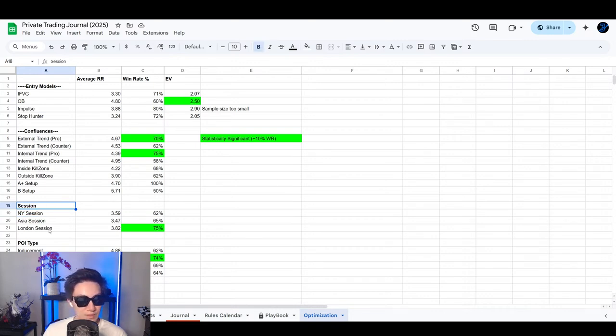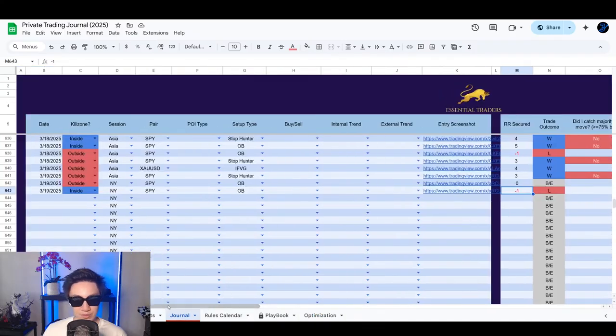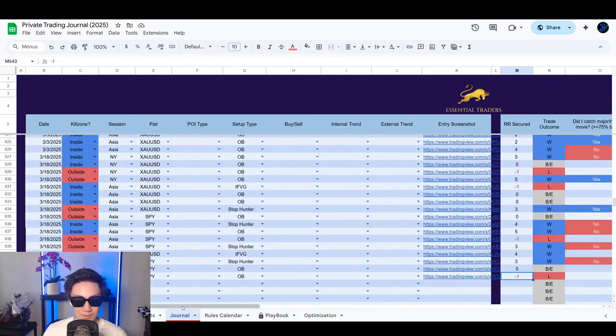So here's session broken down, PD type broken down, confluences broken down. Inside outside kill zone, it can be considered a confluence. PD types, right? And then from here, you guys should be able to understand how to do it from this point on. You just repeat the same process for any other type of data you're collecting.